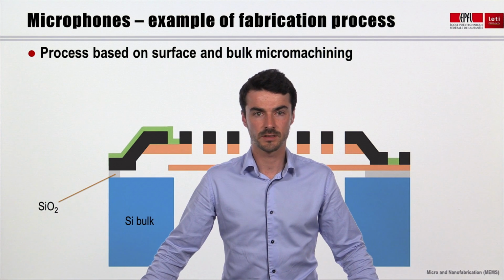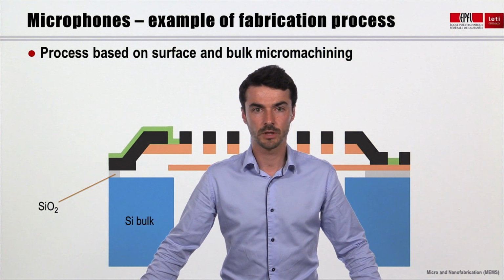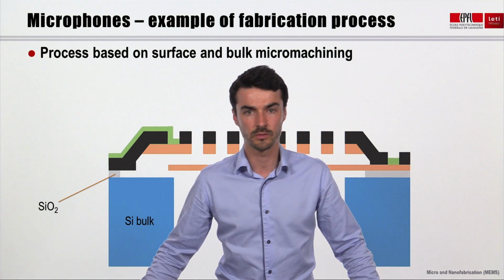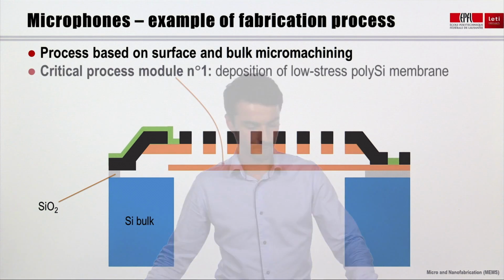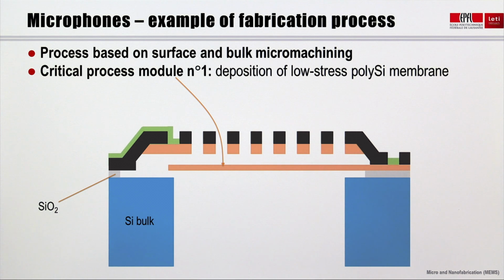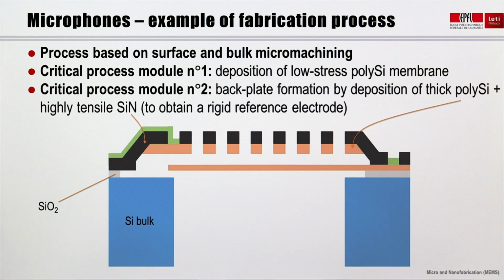Let's turn to the fabrication process of such sensors. This example is quite representative of all capacitive MEMS microphones. Generally, the process is a mix of surface and bulk micromachining. The first critical process module is the deposition of the low-stress polysilicon membrane on top of an SiO2 layer. The second critical process module is the successive deposition of a thick polysilicon layer and of a highly tensile silicon nitride layer. These two layers form the backplate, which must be rigid enough to constitute a fixed reference electrode. Finally, metal interconnects are deposited and patterned.